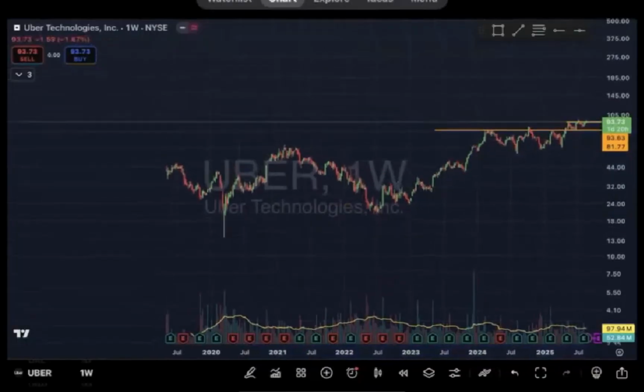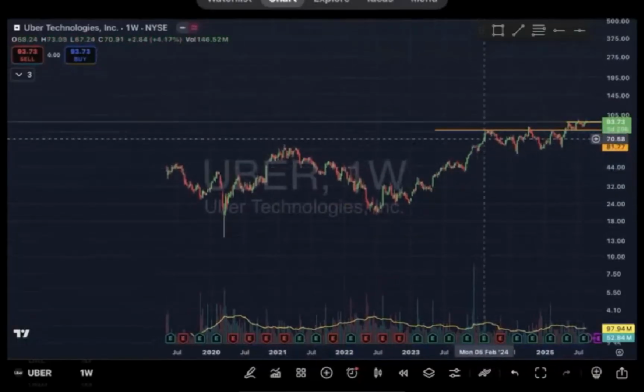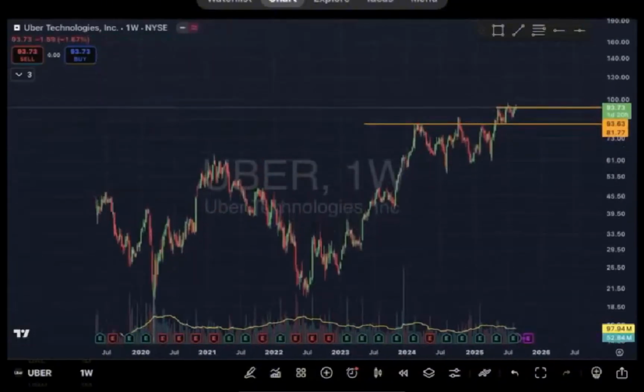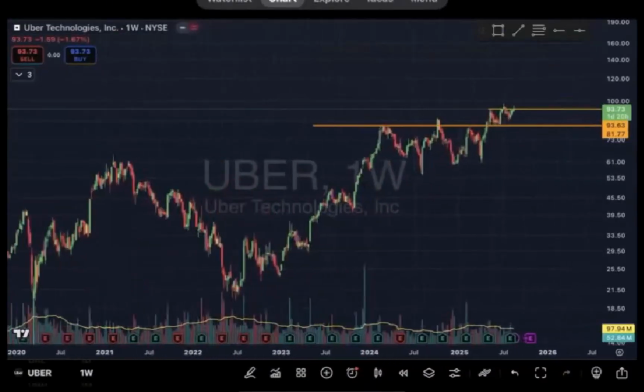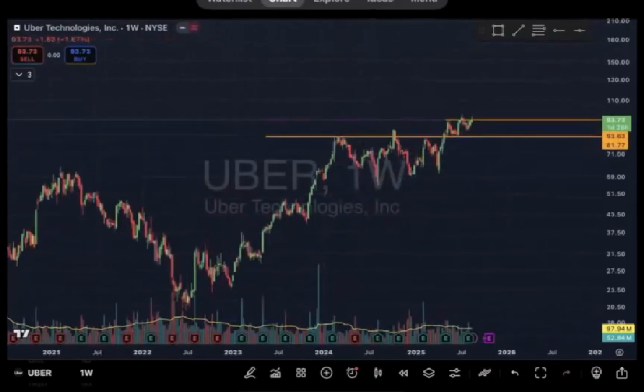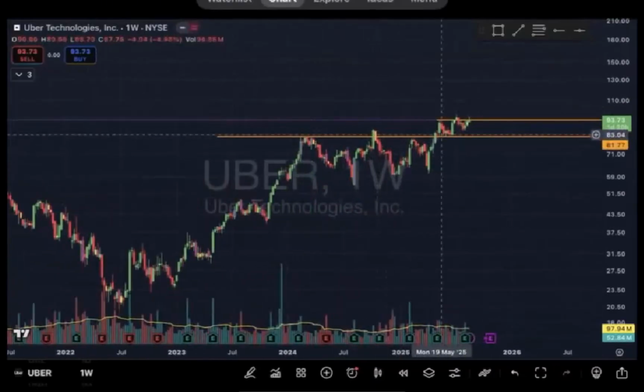So after we made the cup and handle, and now we did all this consolidation, I saw that we finally broke above this consolidation, which is this line I'm showing y'all right here. We broke through resistance and changed it to support.